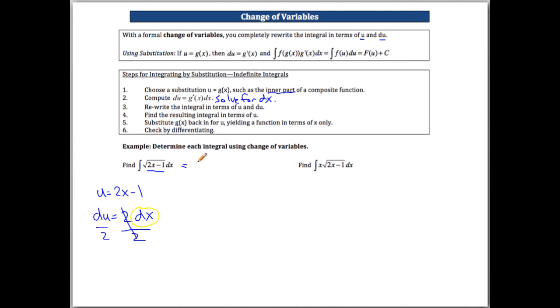So let's go ahead and rewrite this now. We would have the square root of u, and then instead of dx, we would write du over 2. Just like so. Now, let's clean this up just a little bit. Instead of square root, we would want to write this u to the 1/2. And this right here is a constant multiple, so we're just going to factor that out. And so we get 1/2 times the integral of u to the 1/2 power du.